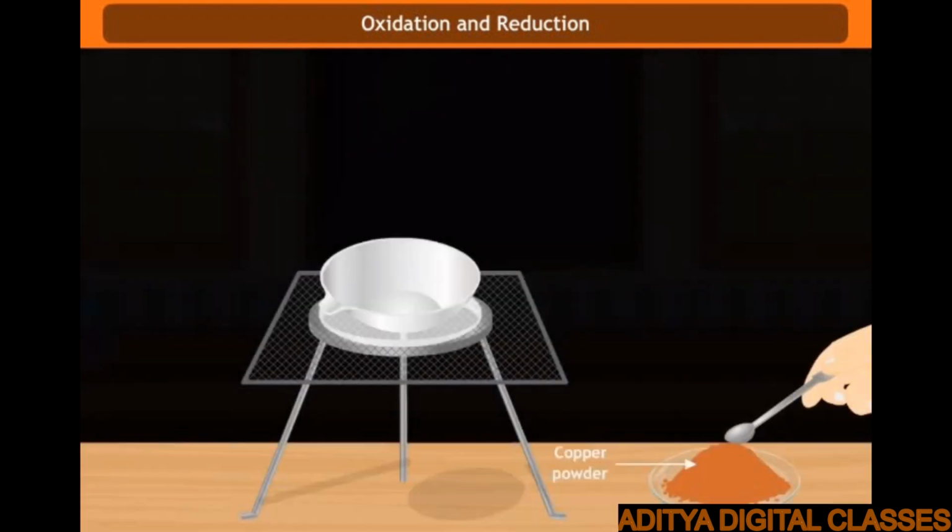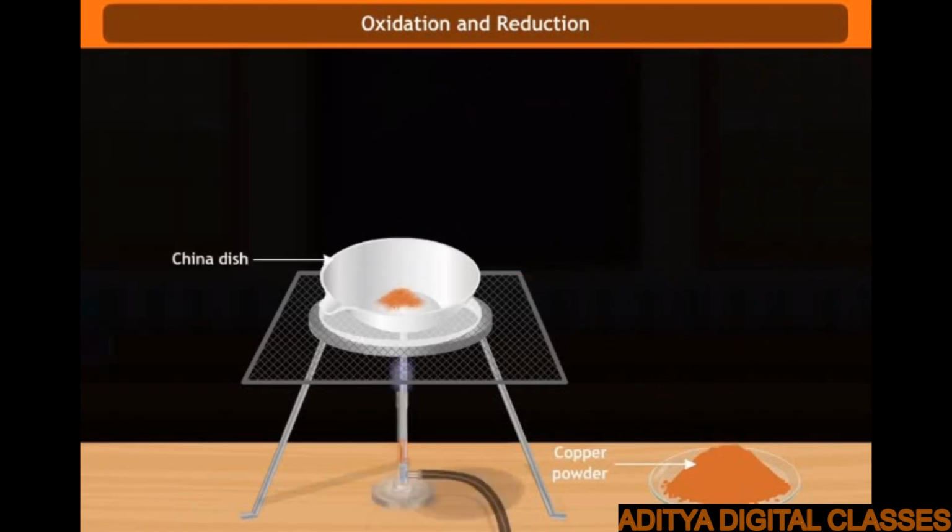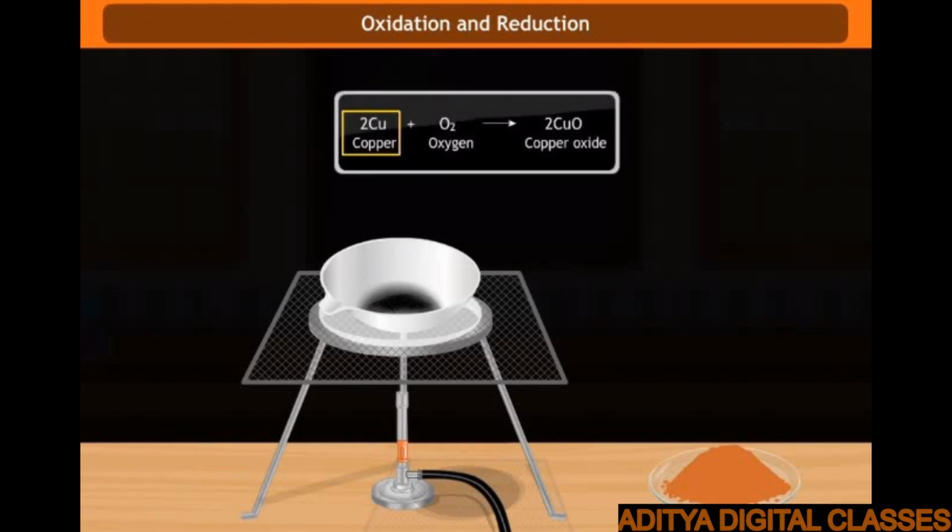Take around 1 gram of copper powder, which is reddish brown in color, in a china dish and heat it over a burner. What do you observe? You will observe that after some time, the surface of the powder is covered by a layer of a black substance. When copper powder is heated, it combines with oxygen to form copper oxide. Copper powder gains oxygen. Thus, it gets oxidized to form copper oxide when heated. This process is called oxidation.